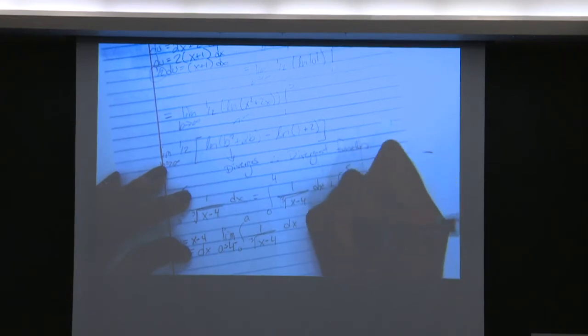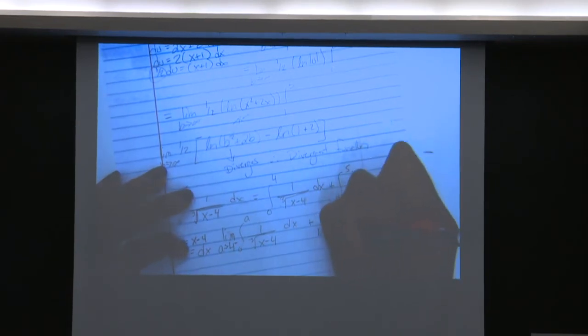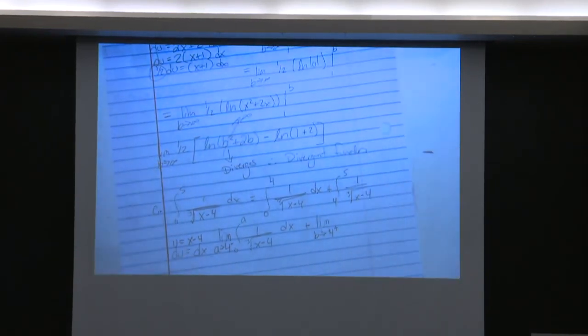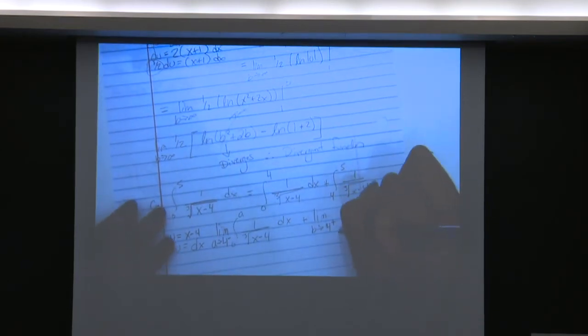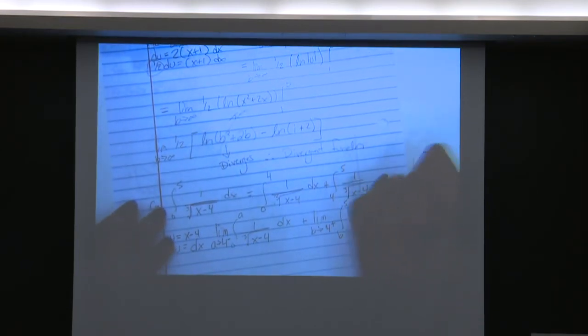And then for this one, you're taking the limit as B approaches 4 from the right. So you're trying to get as close to that point as you can, to see how it's acting before you actually hit that point, okay? B to 5.